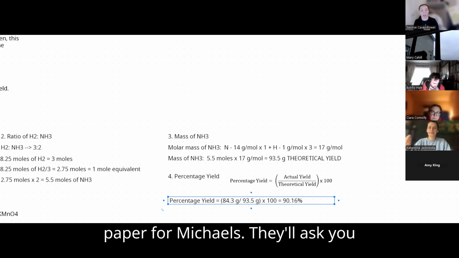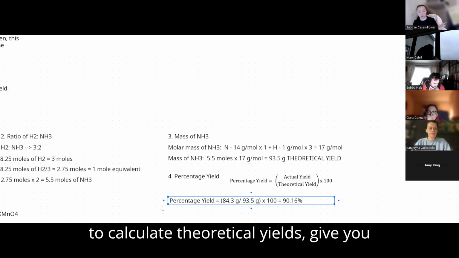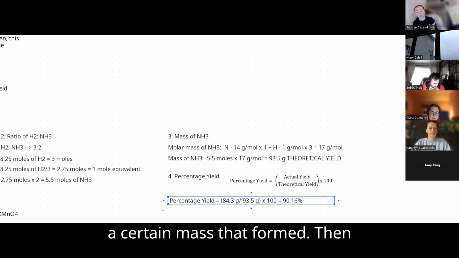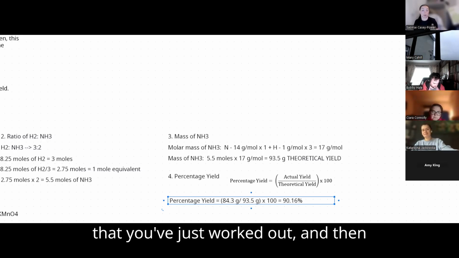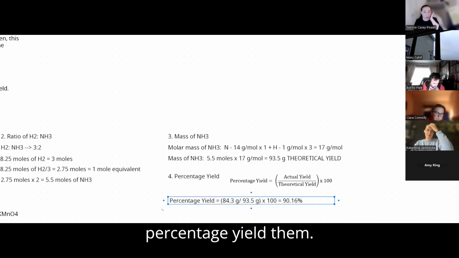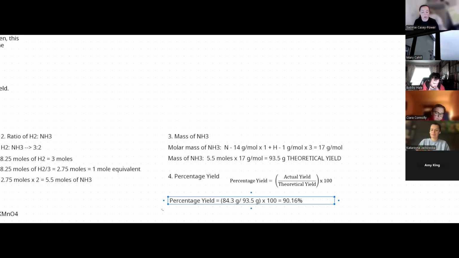They'll ask you to calculate theoretical yields, give you a certain mass that formed, then it will be over your theoretical yield that you've just worked out, and then they'll ask you to comment on that percentage yield. Is that okay, guys?